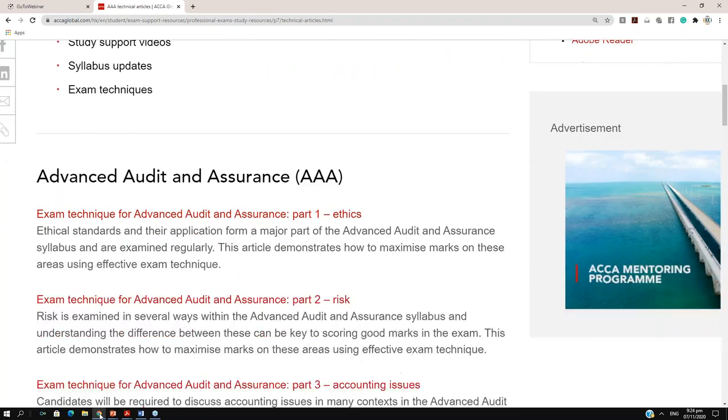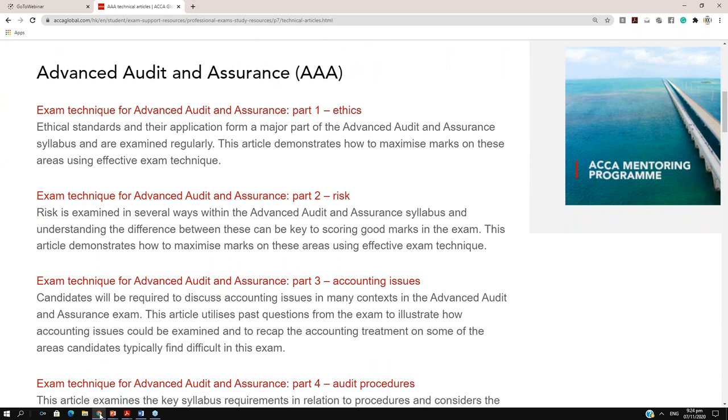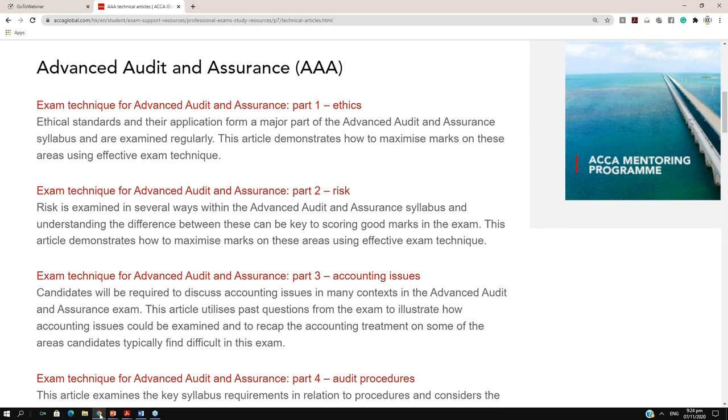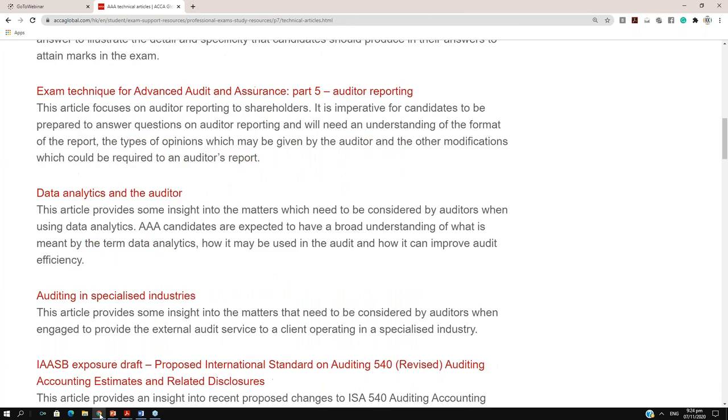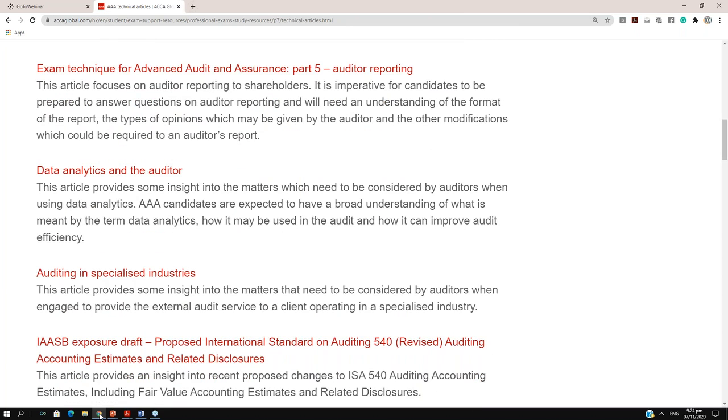So if you look at this website where you have the articles, I have already recommended you to read this article, which is the exam technique article part 5. Can you look at the first article in front of your screen now? This article, exam technique article part 5. Did I recommend you to read this? This will give you all you need to know about audit report to shareholders, right? But there is another article.